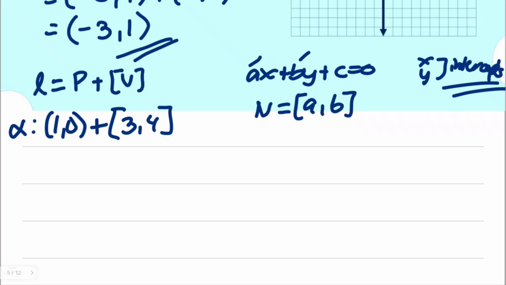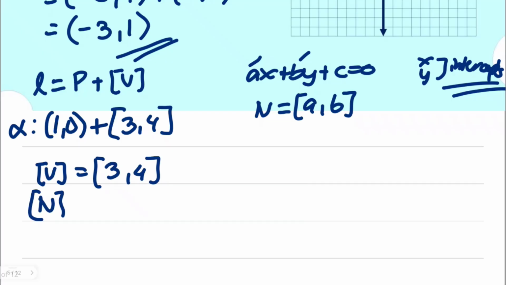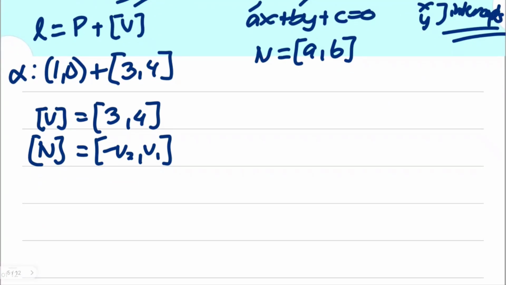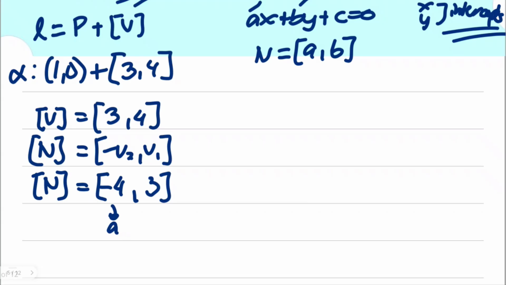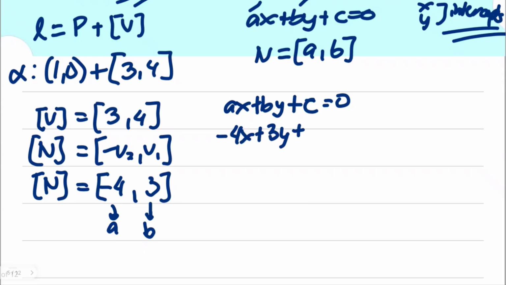So if this is your direction vector for alpha being 3 and 4, its normal vector will use negative v sub 2 and v sub 1. Please try to review this process. Your v sub 1 is a 3, so you have here 3 and the negative of 4. This is your normal vector for your alpha. This means this is our A and that is our B. So for AX plus BY plus C is equal to 0, we can have here negative 4X plus 3Y plus C is equal to 0.